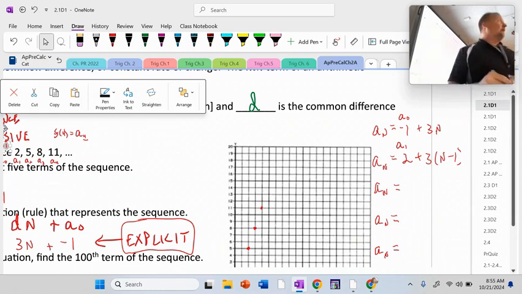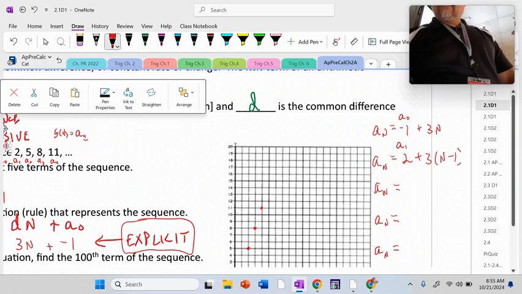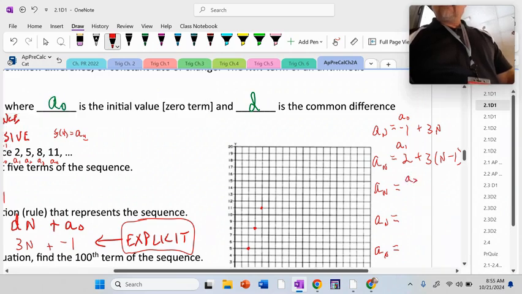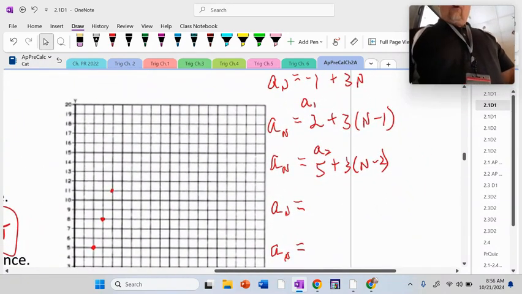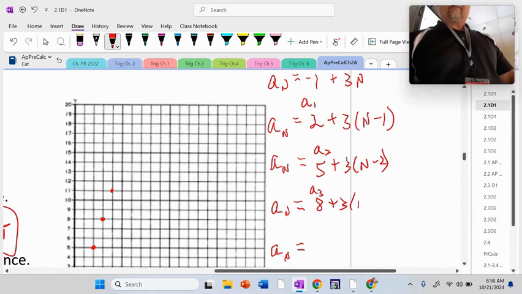This works. You want to get nuts? Let's get nuts. What if I wanted to start at the a sub 2 term, which is 5? Well, then that's 2 off from the beginning. All right, I just want to keep those terms there. Or what if I started with the a sub 3 term? Well, that's 3 off from the beginning.